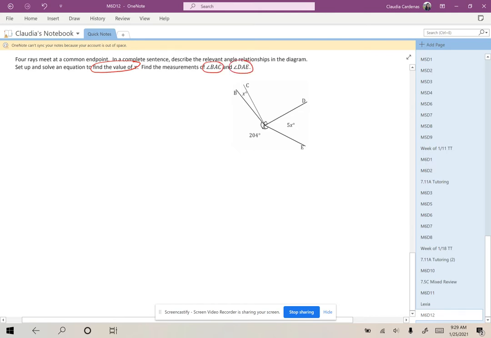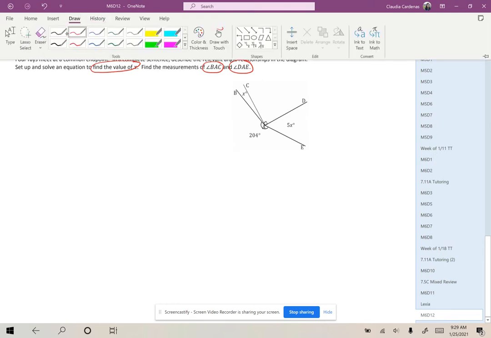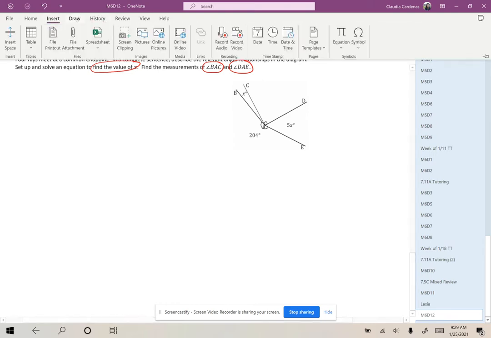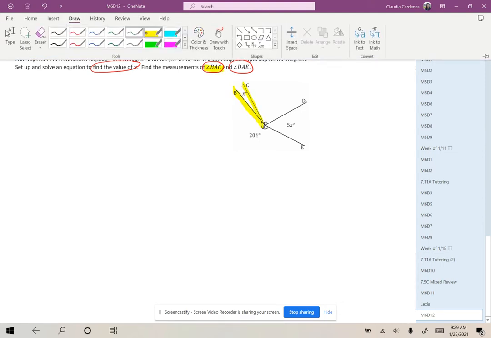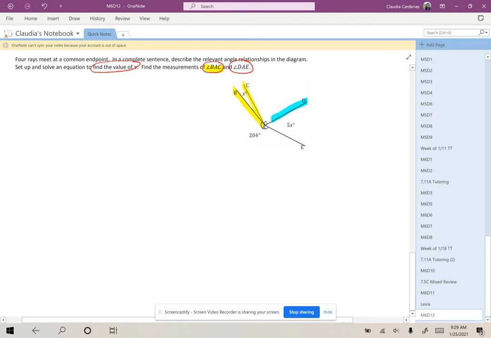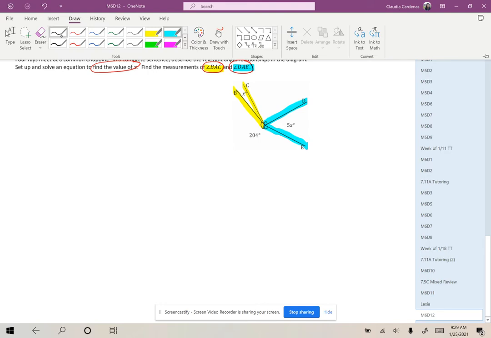and angle DAE. Okay, so again, we're given this diagram, so what do we need to first do? Well, let's look at the different angles we see within it. So the first thing is that they are telling us angle BAC is one of the missing angles, so I'm going to highlight that yellow, and angle DAE is the other missing angle, so I'm going to highlight that blue. Go ahead and draw this in your notebook.